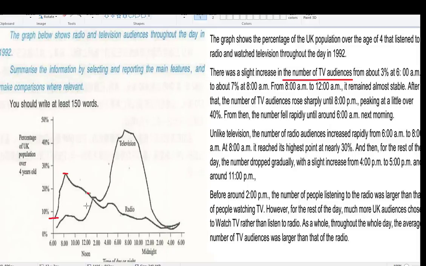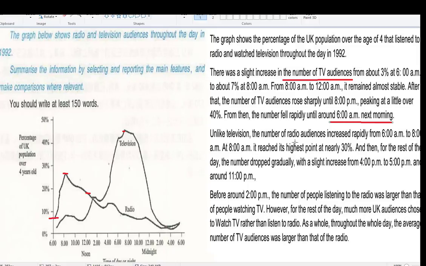I don't understand. "After that, the number of TV audiences rose sharply until 8 p.m." Okay, well that's correct. I can see there's a rise. "Peaking at a little over 40%." Is this right? Yeah, 40%. "From then, the number fell rapidly until 6 a.m. the next morning." Yeah, but fell to what? There's no percentage given.